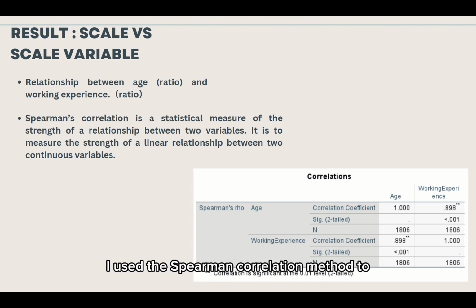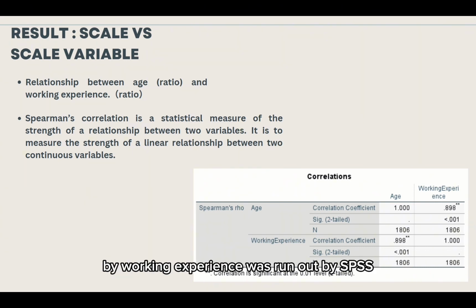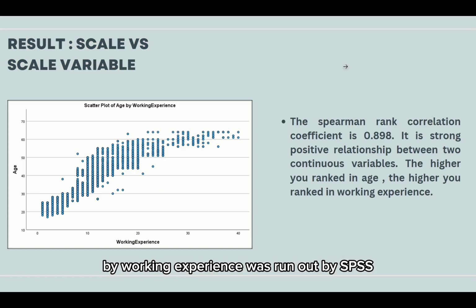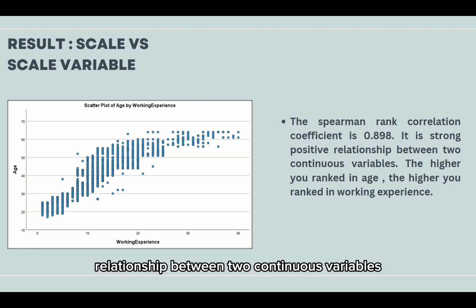Lastly, I will interpret two scale variables, which are age and working experience. I use the Spearman correlation method to identify the relationship. This is the table of Spearman correlation and scatter plot of age by working experience, run using SPSS. The Spearman rank correlation coefficient is 0.898. It shows a strong positive relationship between the two continuous variables. The higher your rank in age, the higher your rank in working experience.